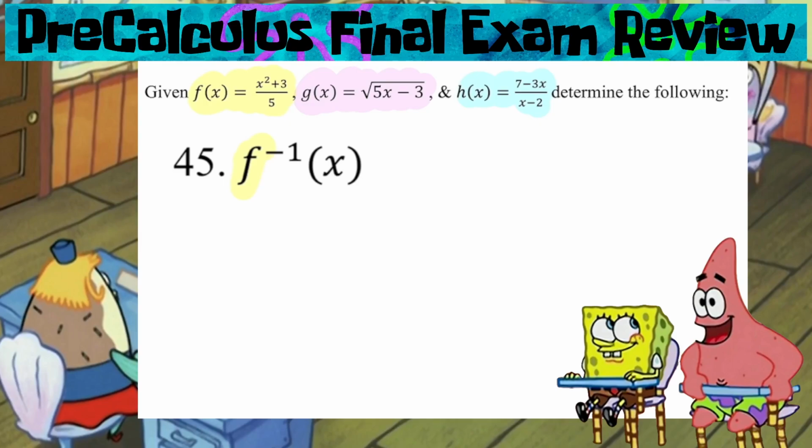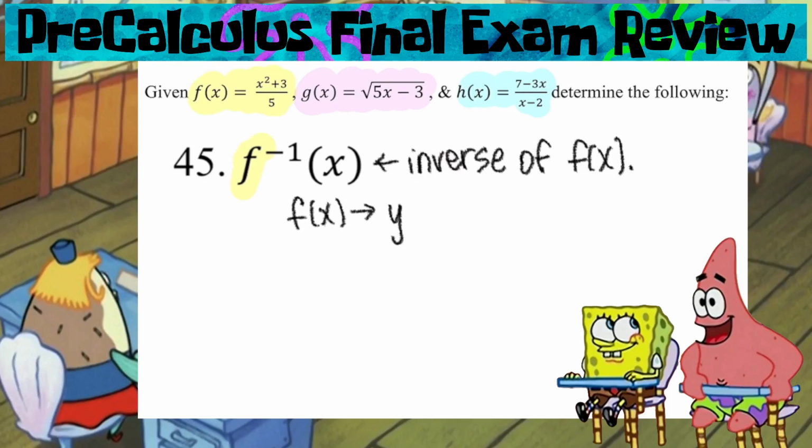So f inverse of x is the inverse of f of x. What do we need to know? Well, f of x is the same as y. What we're going to do is switch x and y. That means we're switching the entire domain and range. Positive x for positive y, negative x's and negative y's, they all flip-flop. And that's also what makes our new graph a reflection over the identity function, y equals x.